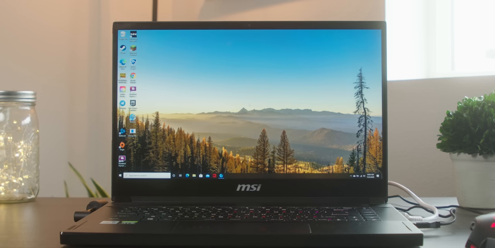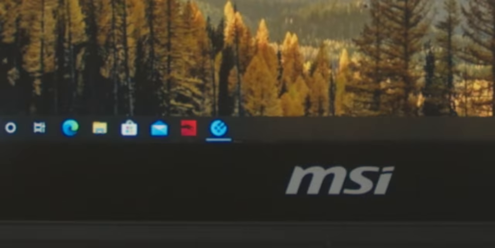So meet my quarantine companion. Not the laptop, but that little icon right there.